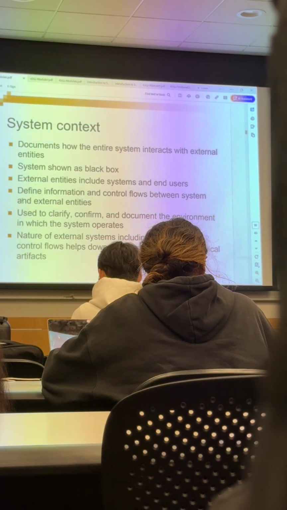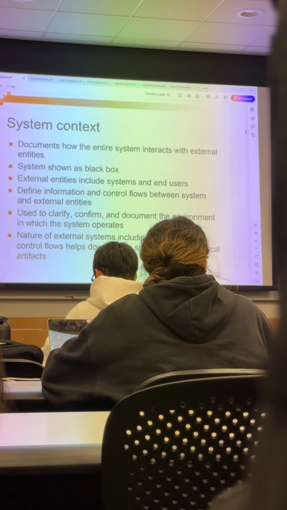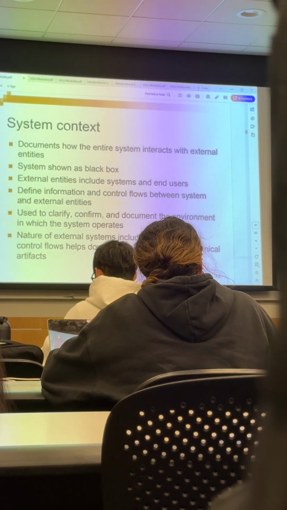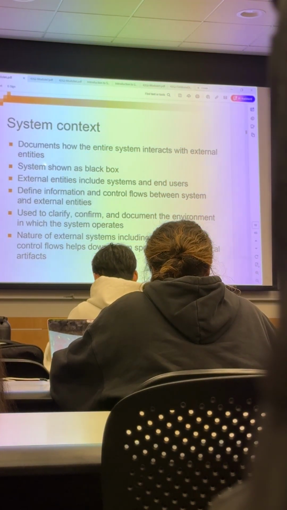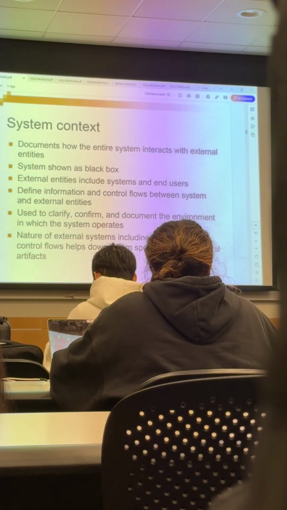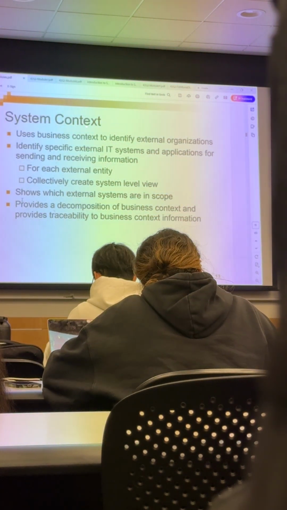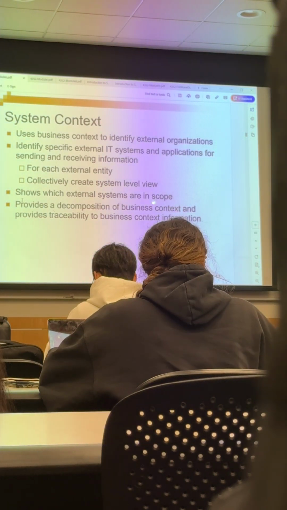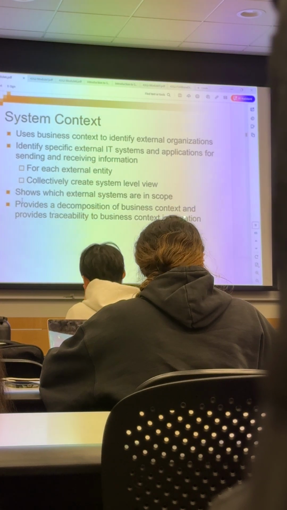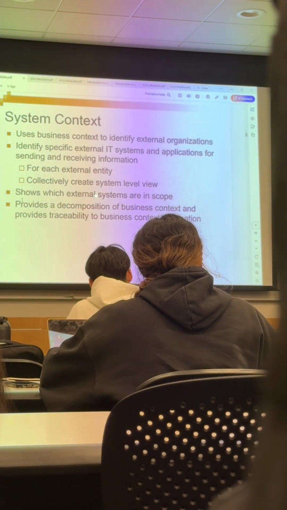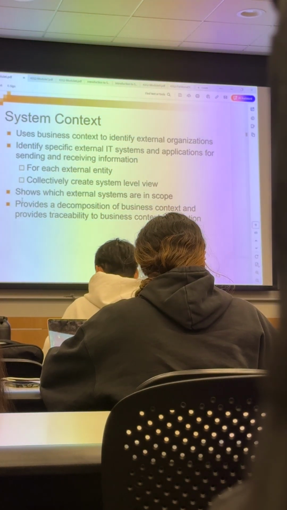System context. Again, you should know what each of these are and what it provides. So system context is more high level, includes the business context, and what it documents is how the entire system interacts with external entities where the system is a black box. So what system context provides is a decomposition of business context and provides traceability to the business context information, and also shows interactions with all the external systems which are in the scope of the system. So every single entity is shown.